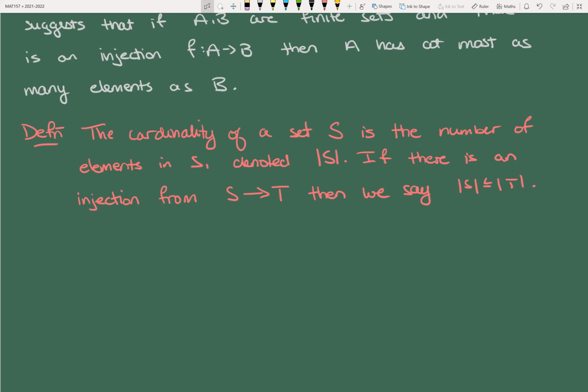Yeah, and okay, let me give you another definition before I go further. Definition: a set S is countable if its cardinality is less than or equal to that of N.